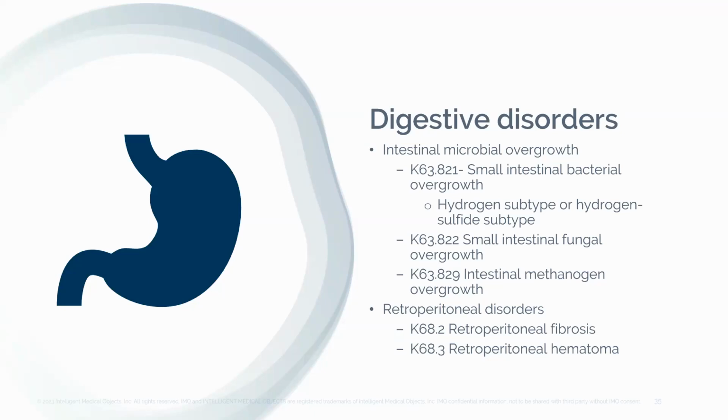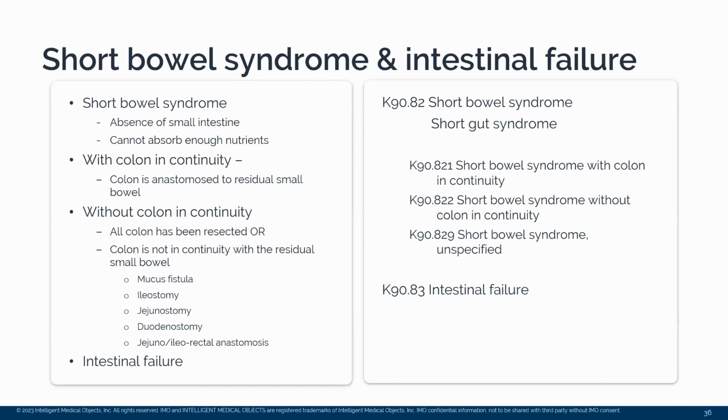The last digestive topic we will review is short bowel syndrome. Short bowel syndrome, or SBS, occurs when a patient does not have enough small intestine to absorb nutrients from their food. The absence of the small intestine is typically from a physical absence or loss of a considerable portion, greater than 200 centimeters of the small intestine.